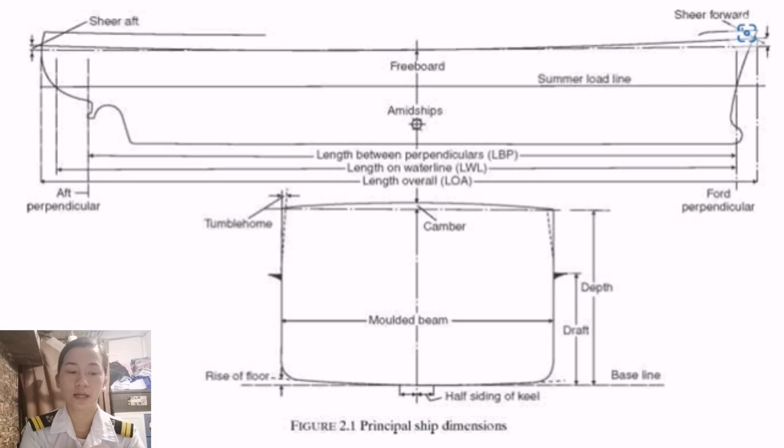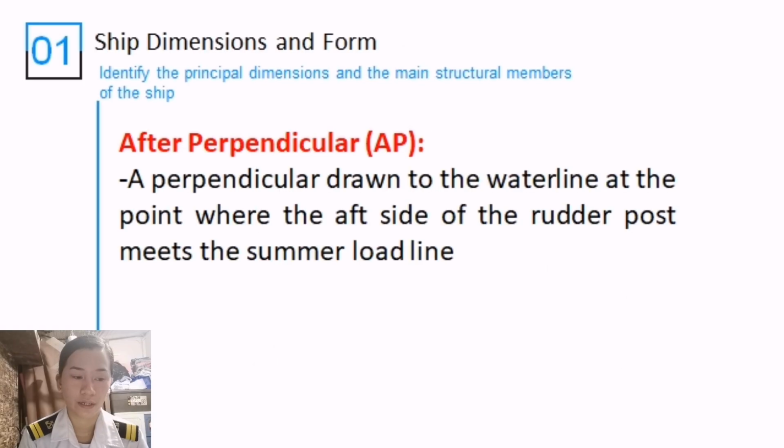So it's important, class, for us to know the dimensions of the ship because this plays an important part in determining the areas of operation of any type of merchant vessel. Okay? There are many dimensions of a ship, no? That is what I mentioned earlier. So let's start with aft perpendicular.